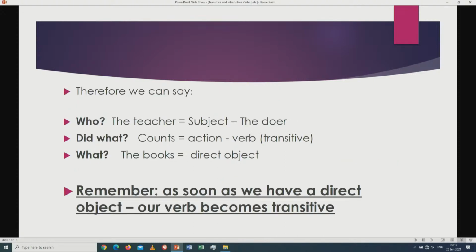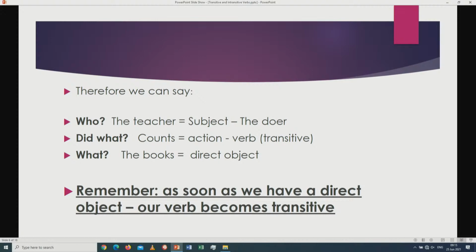Therefore, we can say who, the teacher, is the subject and the doer. Did what is your verb. The teacher counts. It's an action. And in brackets, I've put there that it's a transitive verb because it carries over onto a direct object. And how do we get to the object? We have to ask the question, what? What does the teacher do? What does the teacher count? The teacher counts the books. That's your direct object. Remember, as soon as we have a direct object, our verb becomes transitive.